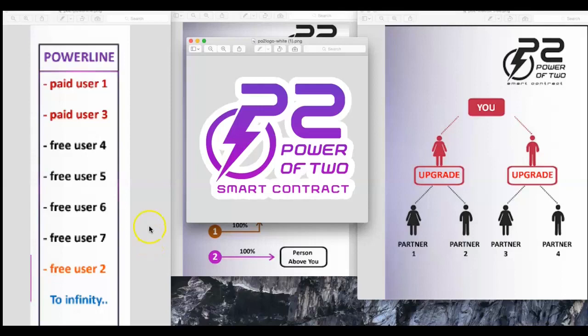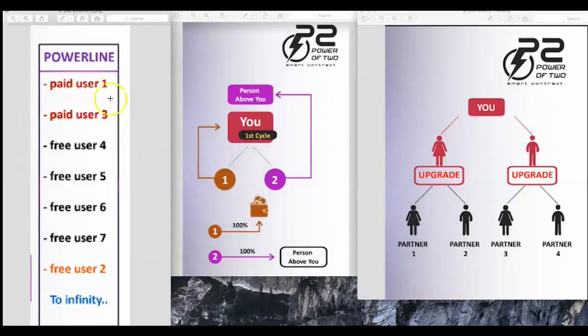All right, so this is going to be an informal training on the Power of Two X Factor, just to help clarify for those who need a little bit more understanding of the process. Initially, every single person coming into the Power of Two smart contract, whether they refer anyone or not, they're all going into the global Powerline.